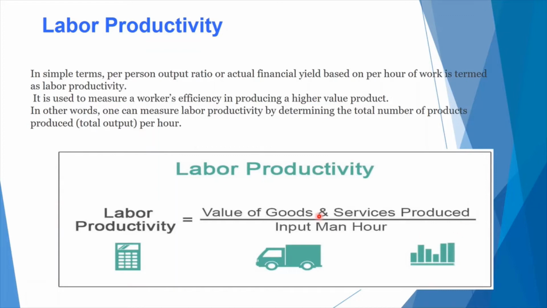The formula: labor productivity equals value of goods and services produced, which is total output, over input man hours. This is total labor input. And by using this formula, we can calculate the actual productivity level of labor.